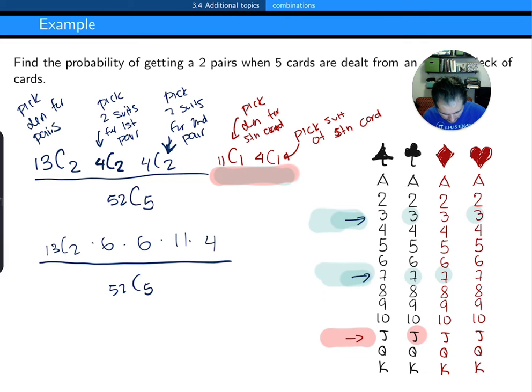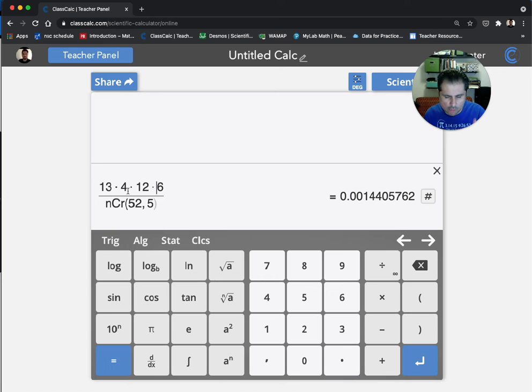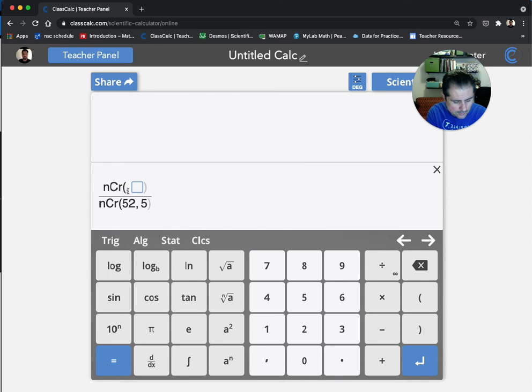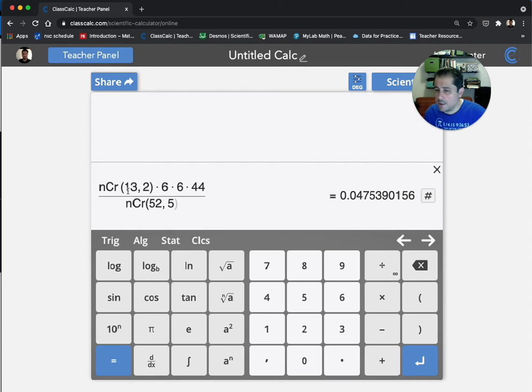So that would be done. Let's do it. I'm going to type it in my calculator. The numerator is going to be changed. I'm going to leave the denominator the same, 52C5. The only one I need to do is nCr for 13 with a 2. Then I'm multiplying times a 6 times a 6 times a 44, or times 11 times 4. So it's about 475. I like to bring this example up a lot, 475.